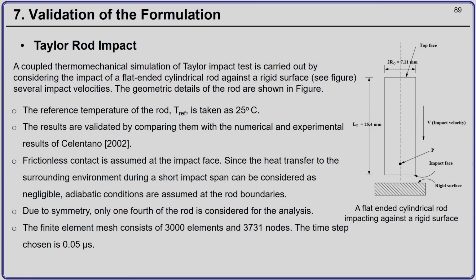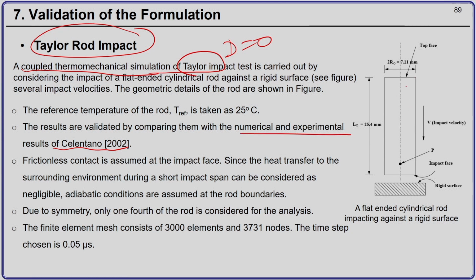dynamic part, and the dynamic part we do using the Taylor rod impact test, for which results are already available numerically, and we do a coupled thermomechanical analysis. There is no damage here, damage is equal to 0. We take Celentano's numerical and experimental results. This Taylor rod impact problem is a cylindrical rod which impacts a rigid surface at a very high impact velocity, and we observe the growth of equivalent plastic strain and temperature at this impact phase at point P, at different time steps.